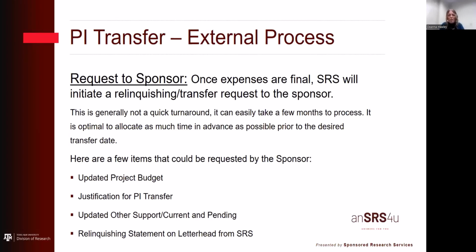They also might come back and ask us for other support documents, or as NSF references, our current and pending. And if they do that, that's something that we will help the faculty member supply to that sponsor. They might also follow up with our formal request and ask if we go ahead and, on Texas A&M University SRS letterhead, get a relinquishing letter to them that we sign. Those are items that we would help supply to the office, or we would fully facilitate.